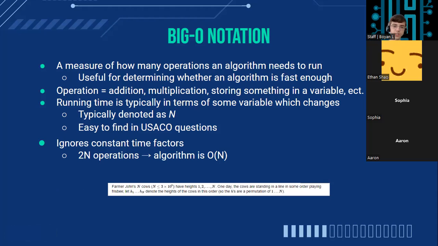So anyways, one of the most useful concepts that's very applicable in USACO is big O notation, which is a measure of how many operations an algorithm needs to run. An operation in a program is something like an addition, multiplication, storing something in a variable, just in general, any sort of action that's done once. Big O notation lets us measure the amount of operations that a program is going to need to finish in terms of some kind of variable. That variable is typically denoted as n, and it's pretty easy to find in USACO questions. For example, the running time of this USACO problem below is going to be in terms of n, which is very clearly labeled as n inside of the question.